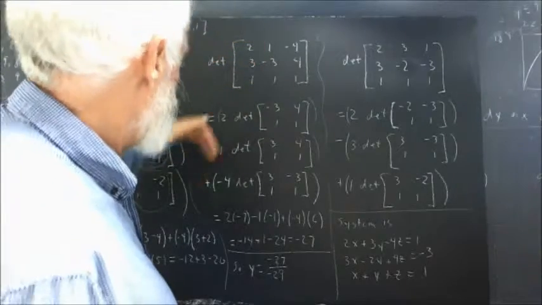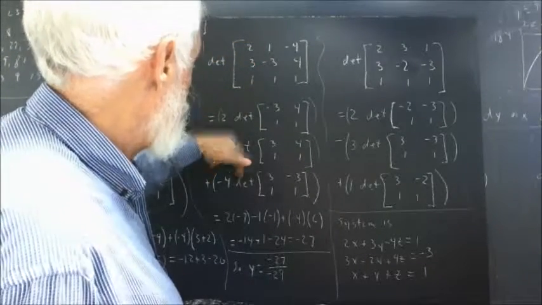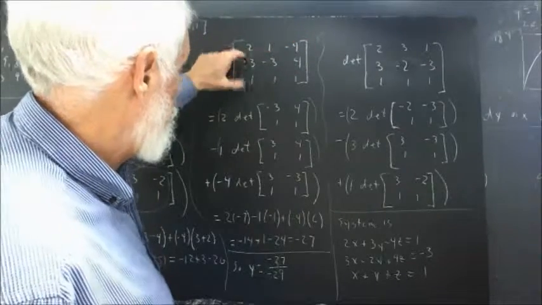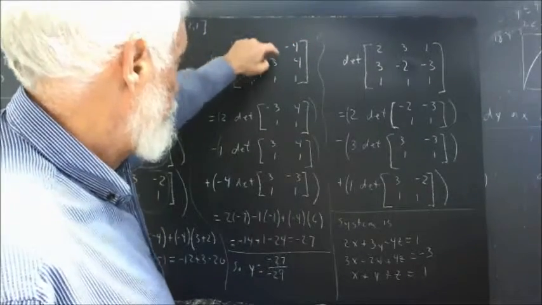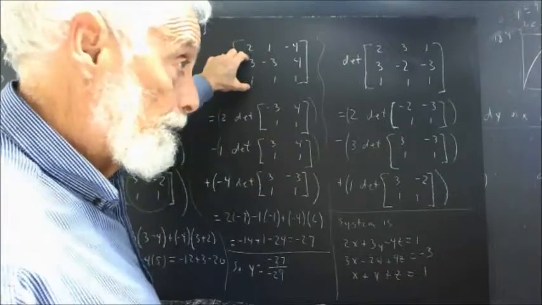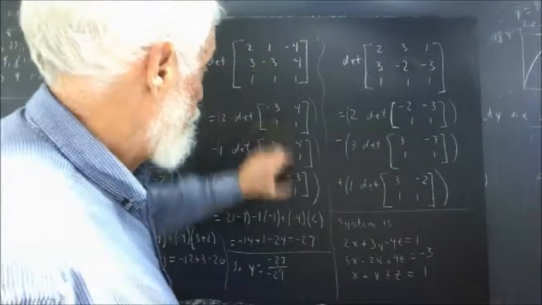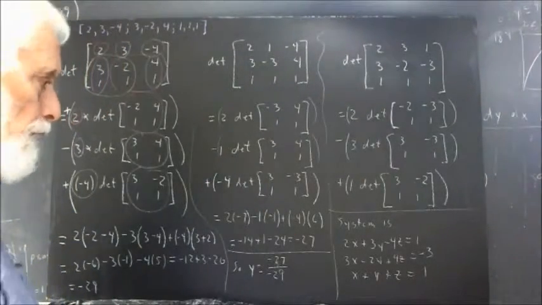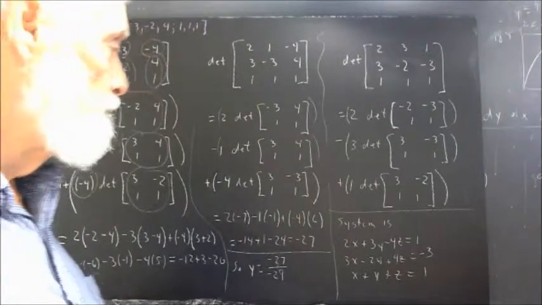Then we have our minus 4. We're going to do plus that minus 4 times the determinant of the matrix we get when we eliminate the row and column of the negative 4. That would be the 3, 1, negative 3, 1, the matrix with columns 3, 1, and negative 3, 1. We do the arithmetic, and we end up with negative 27.